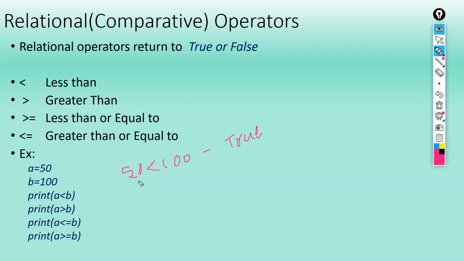A is greater than B. That is 50 greater than 100. 50 is less as compared to 100, but we are giving the condition 50 is greater than. So this condition is false.